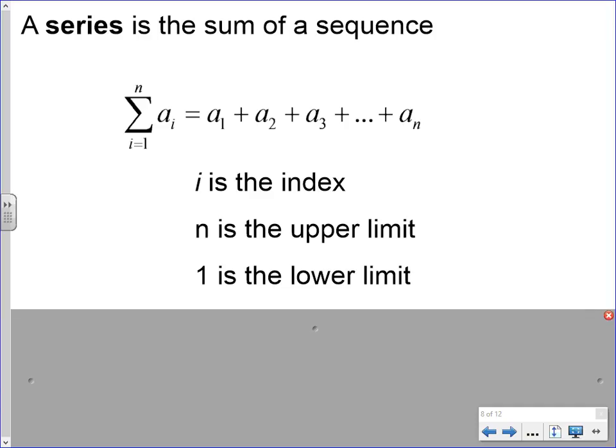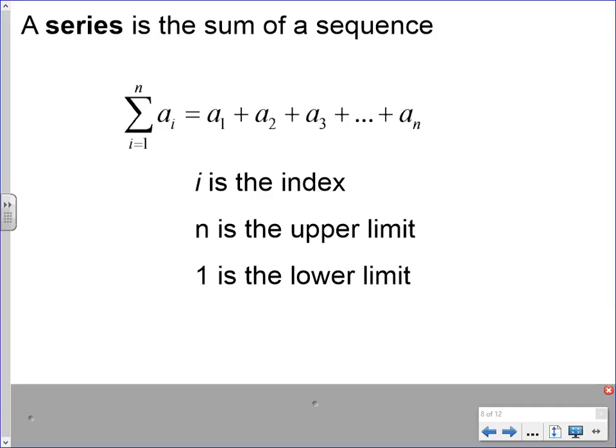Okay. 1 then is the lower limit. So the lower limit and upper limit tell you where to start and stop. You're going to find each term of the sequence beginning with the lower limit, stopping at the upper limit, and then add them together.